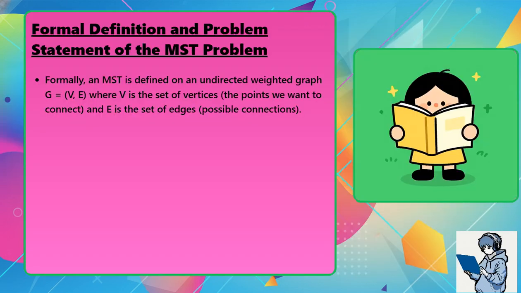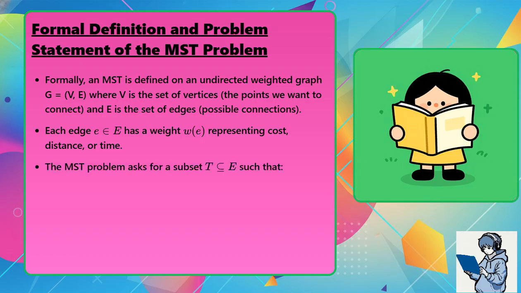Formally, an MST is defined on an undirected weighted graph G = (V, E), where V is the set of vertices, the points we want to connect, and E is the set of edges, the possible connections. Each edge e in E has a weight w(e) representing cost, distance, or time.